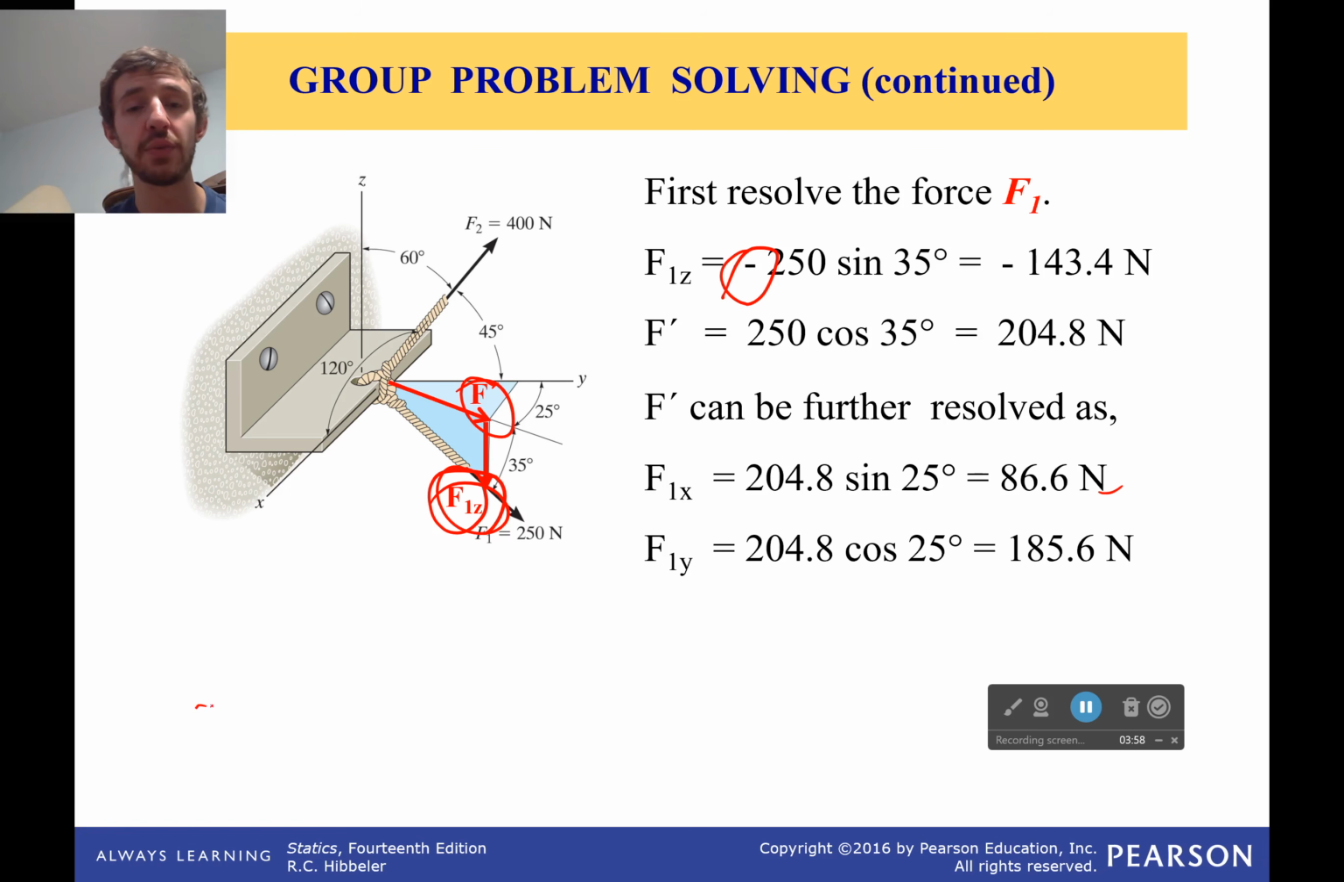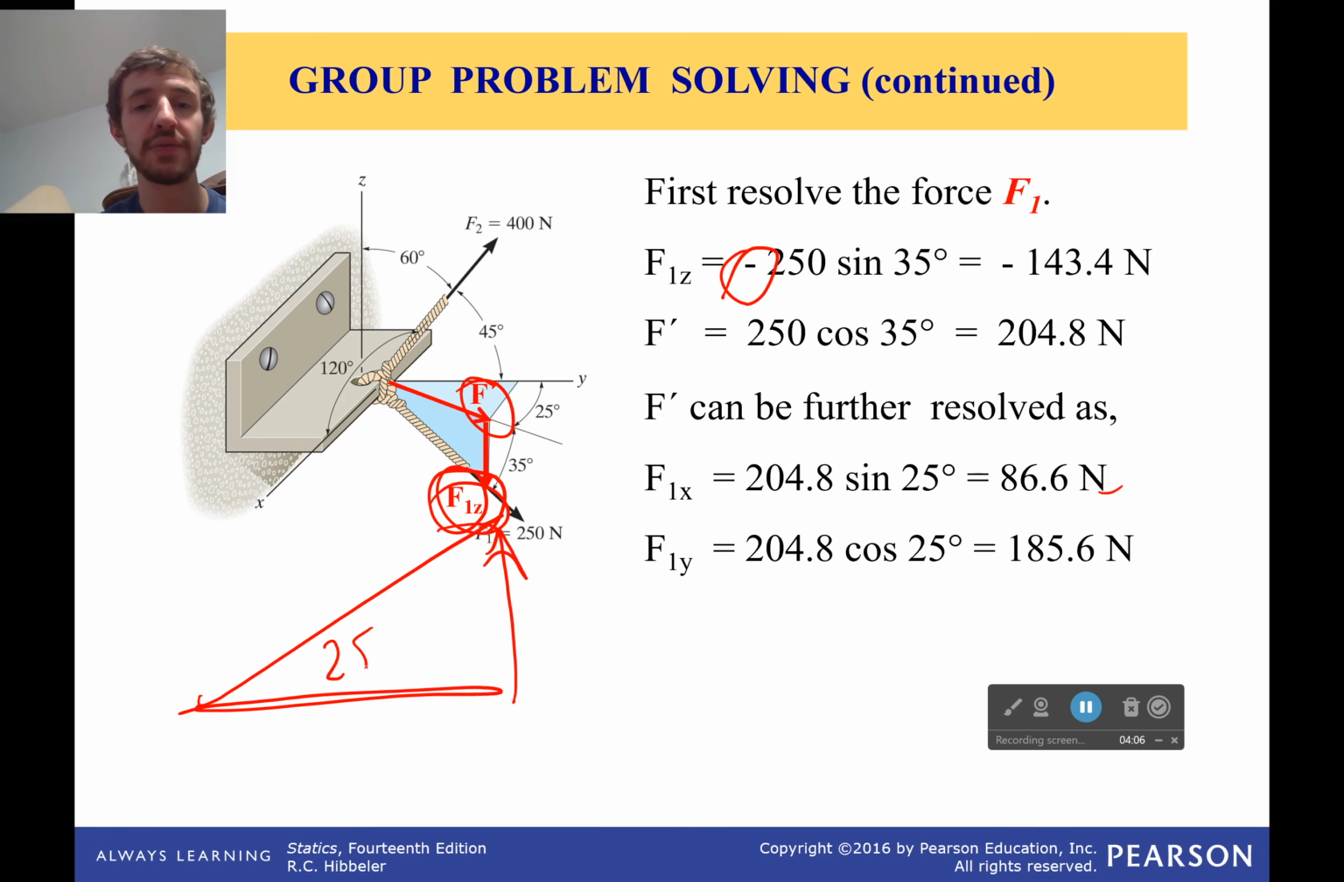Well, once again, if I'm using the y guy as my bottom, then I have F prime, which is the angle right here, and then F1x right here. And so this would be 25 degrees. That's the right angle. This is F prime, which I know now. And this one would be F1x. And this one would be F1y. Okay, so I break those up into components, I can solve for them, and I'm good to go.